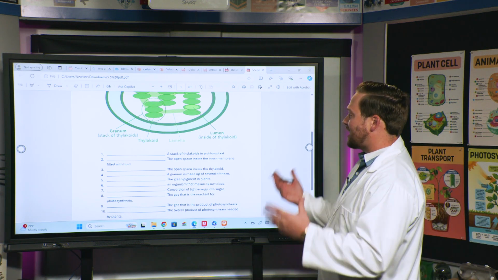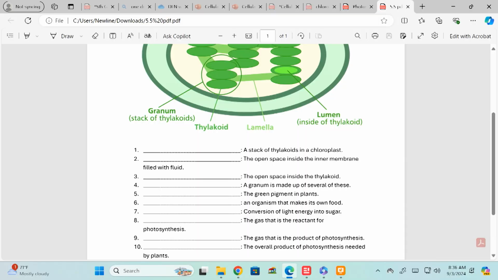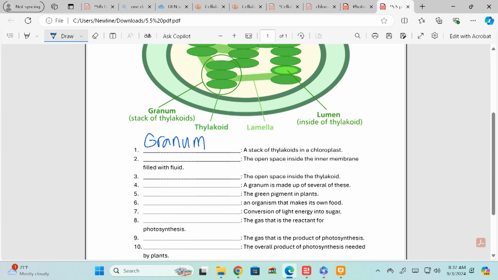Number 1 says, a stack of thylakoids in a chloroplast. What should we put for that? Well, I see that a granum is circling a couple of different thylakoids, and it says a stack of thylakoids. So number 1 should be granum. Great. Number 2, the open space inside the inner membrane, which is filled with fluid. What is that called? That's called the stroma. Stroma. Great, let's keep it going.